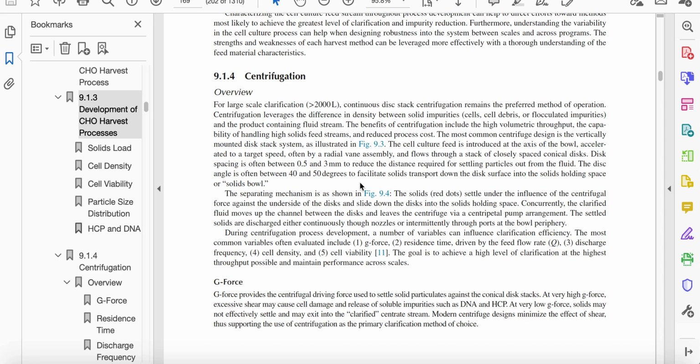The separating mechanism is as shown. The solid red dots settle under the influence of centrifugal force against the underside of the disk and slide down the disk into the solids holding space. Concurrently, the clarified fluid moves up the channel between the disks and leaves the centrifuge via a centripetal pump arrangement. The settled solids are discharged either continuously through nozzles or intermittently through ports at the bowl periphery.